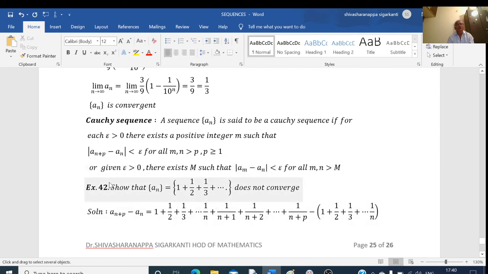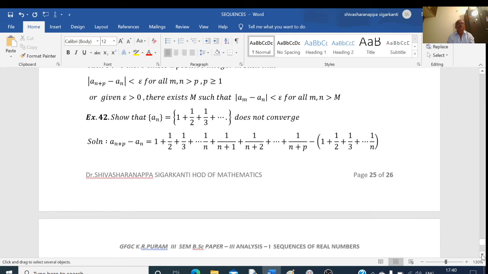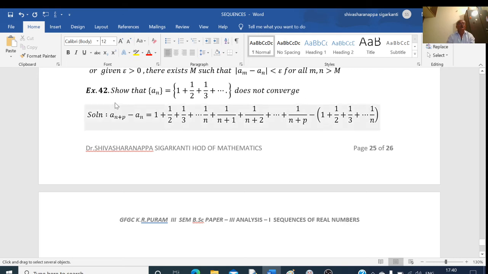Okay. This is an example. Show that a_n equal to 1 plus 1 by 2 plus 1 by 3 and so on does not converge. If we use Cauchy's criteria here, consider a_{n+p} minus a_n. a_{n+p} is 1 plus 1 by 2 plus 1 by 3 plus up to 1 by n, plus 1 by n plus 1, plus 1 by n plus 2, up to 1 by n plus p. This is our a_{n+p} minus, this is our a_n: 1 plus 1 by 2 plus 1 by 3 plus up to 1 by n.